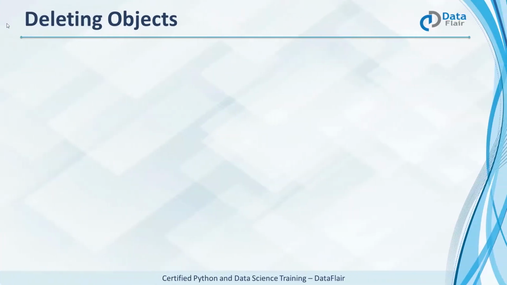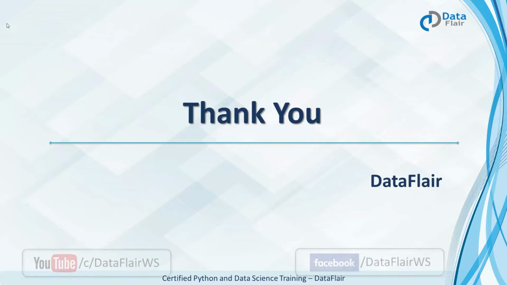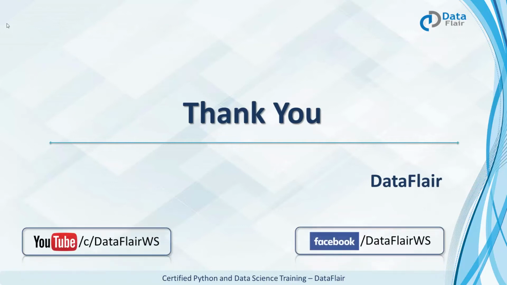And finally, we can also delete objects with the del keyword. Delete orange. What is orange now? Sorry, not defined. And that's what an object looks like. Next, let's see how classes can inherit content from other classes.